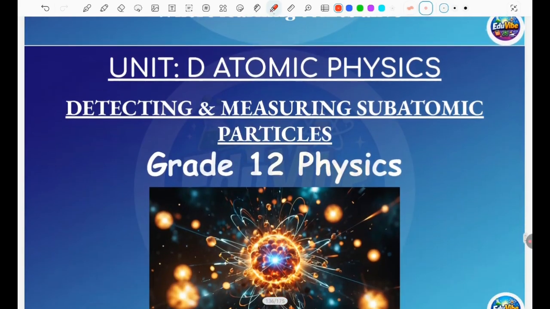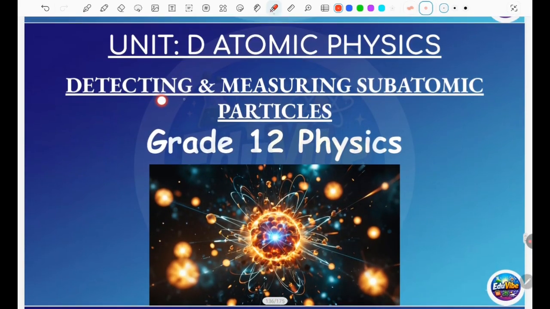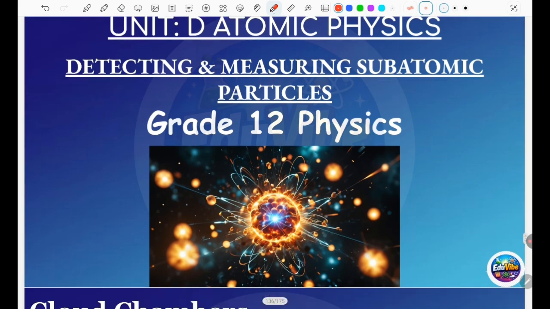In today's lesson, we are starting another topic of atomic physics, which is detecting and measuring the subatomic particles. We are starting with some theory. We involve some equations in that too, but the old ones from the previous three units. Now we are introducing the subatomic particles, and in this lesson we are focusing on how we can detect or measure those subatomic particles.